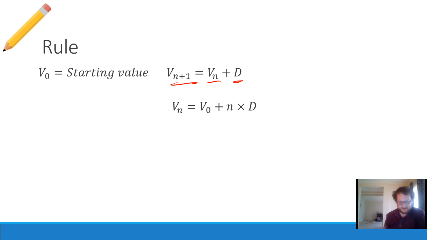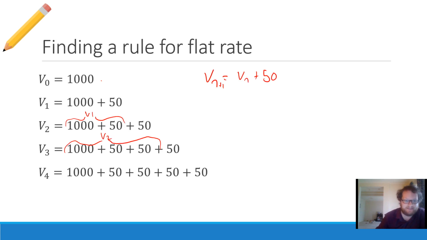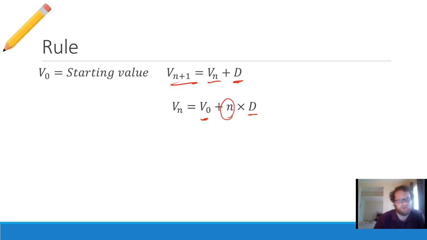And so that means if you have v naught, you add n, the number of times it's happened, multiplied by d. Let's look at what happens here. For example, v4, that's going to be v naught plus 4 times d. And here's 1, 2, 3, 4 times d. That's how this formula works.